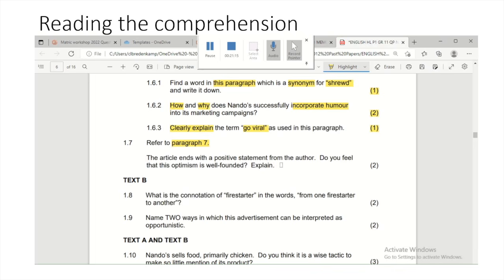So they make a statement over here saying that it ends with a positive statement. Then they are asking for your opinion. Do you feel that this optimism is well-founded? Is it necessary? Is it good? And then you need to explain why you say this for 2 marks.